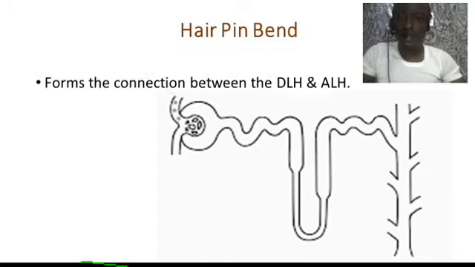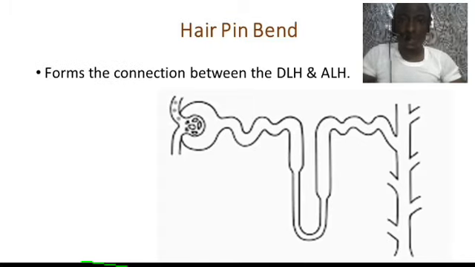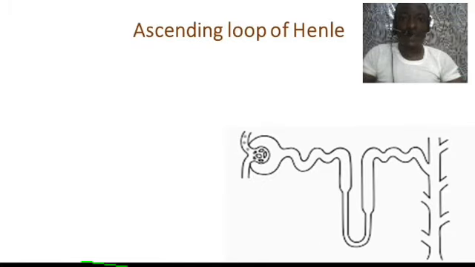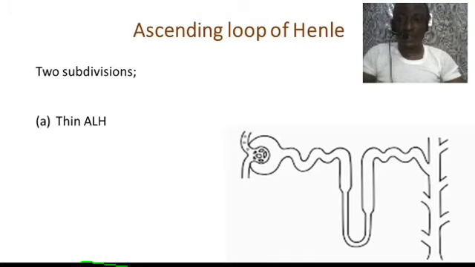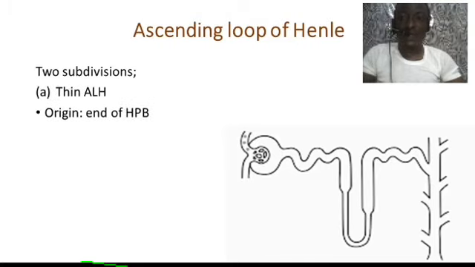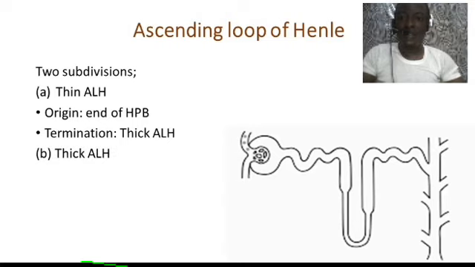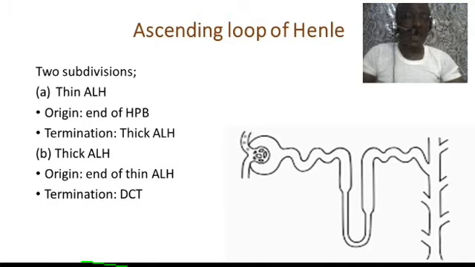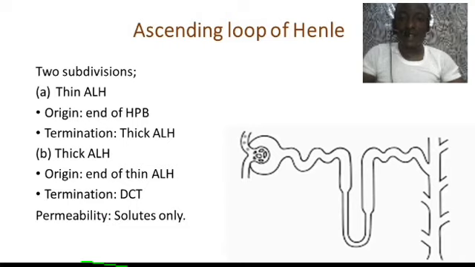The hairpin bend forms the connection between the descending loop of Henle and the ascending loop of Henle. You already know the location of the hairpin bend. Alright, the ascending loop of Henle also has two subdivisions. The thin ascending loop of Henle originates from the end of the hairpin bend and terminates in the thick ascending loop of Henle. The other part is the thick ascending loop of Henle, which takes its origin from the end of the thin ascending loop of Henle and terminates at the distal convoluted tubule.